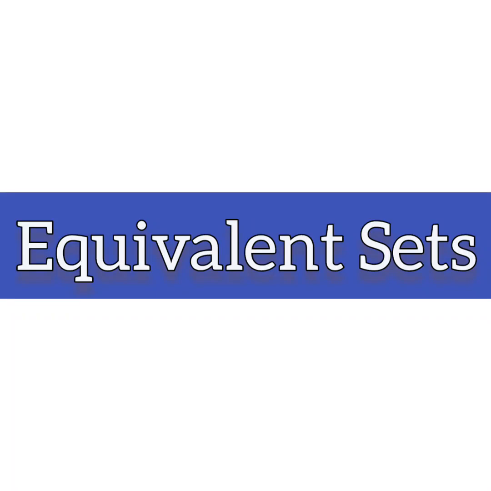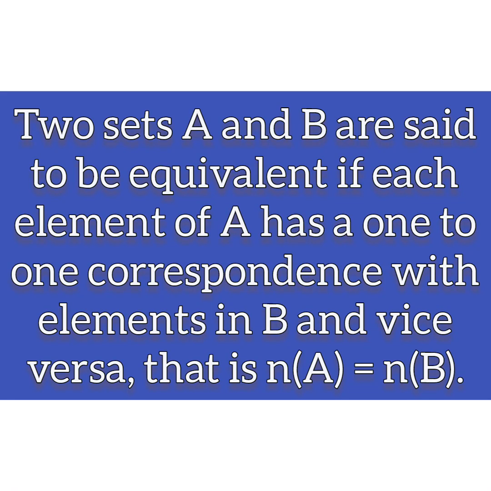Equivalent set. Two sets A and B are said to be equivalent if each element of A has a one-to-one correspondence with an element in B and vice versa. That is, if the number of elements in A is equal to the number of elements in B, then set A and set B are said to be equivalent. Now, let's take an example.